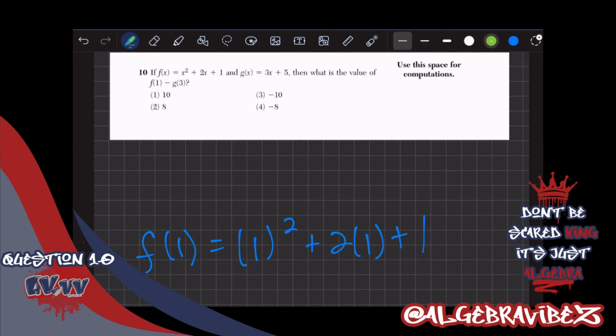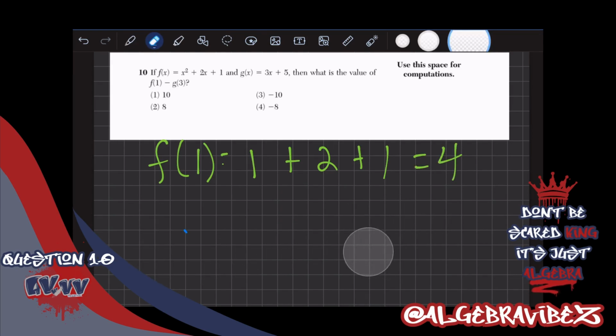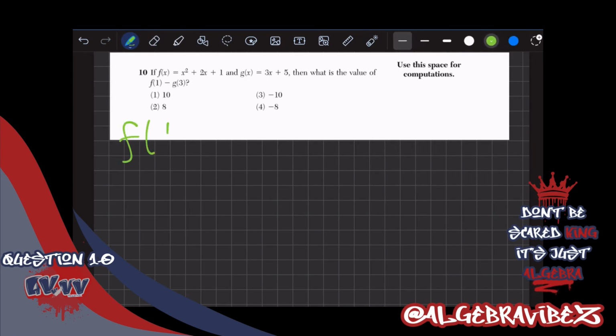So 1 times 1 gives you 1. 2 times 1 gives you 2. Then we're just going to add 1. So f of 1 is equal to 1 plus 2 is 3 plus 1 is equal to 4. So I'm just going to go ahead and condense all that real quick and put it right up at the top. f of 1 is equal to 4, and we just figured that out.